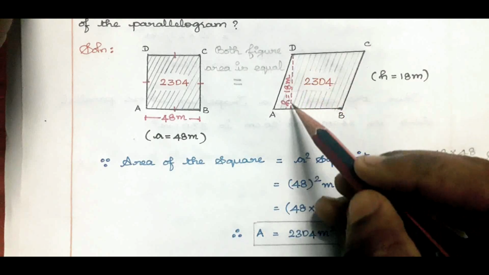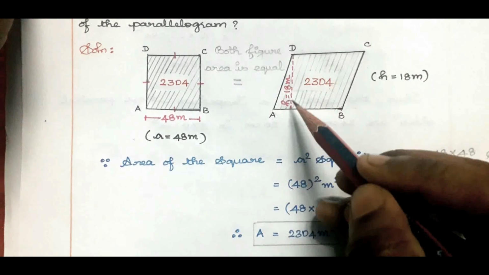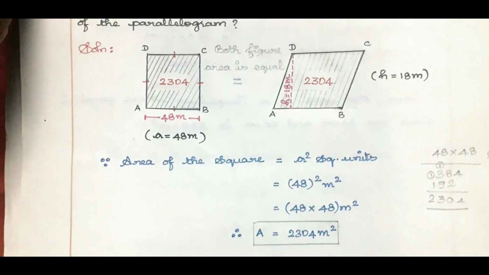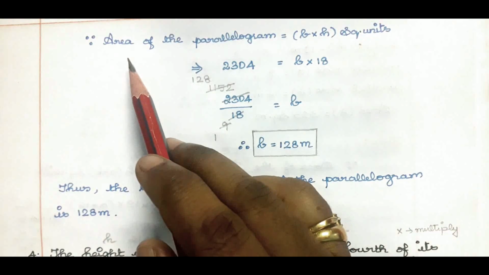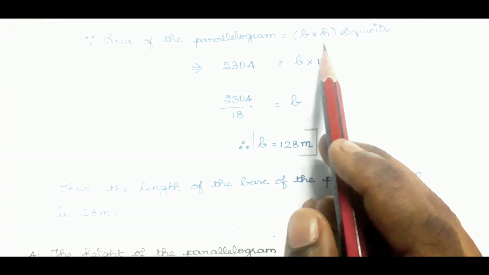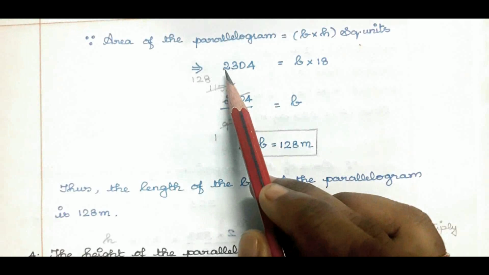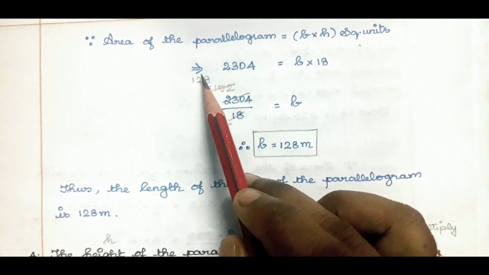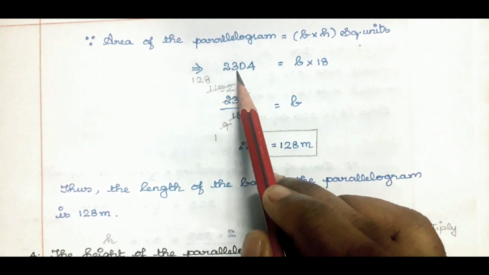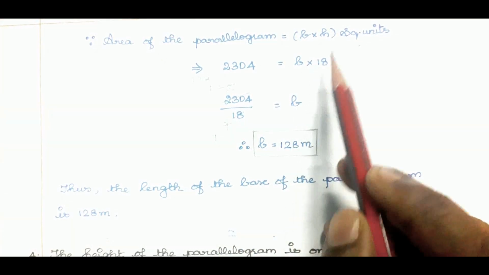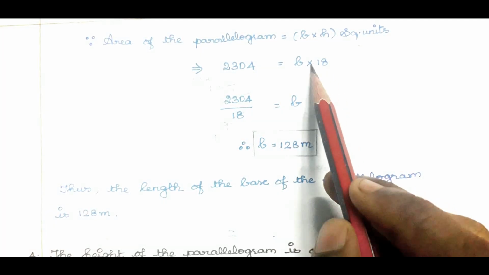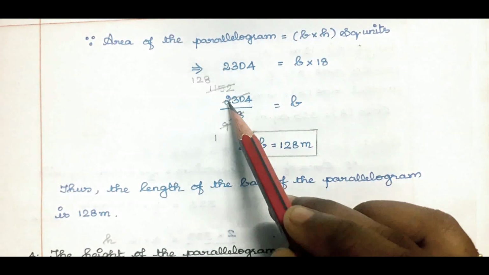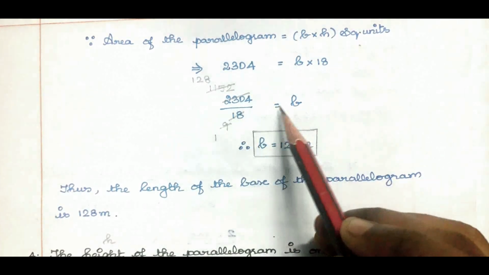And in the parallelogram they have given the height. I have written it as h is equal to 18 meter. Clear? Yes. Therefore, we know that the area of the parallelogram is equal to base into height square units. What is the area of the parallelogram? It is 2304. That's why I have written this implies 2304 is equal to base into height, we have 18. So now it is multiplication on the right hand side. When it goes to the other side, it becomes division. So 2304 by 18 is equal to B.